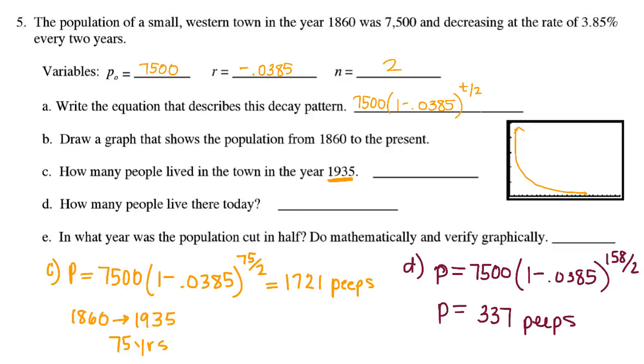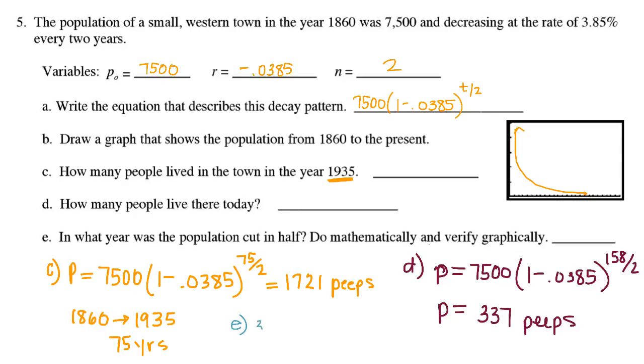In part E, in what year was the population cut in half? So what was our original population? It was 7,500. So in what year was our population cut in half? I'm going to try to squeeze the work for that in between C and D. I'll set up the equation, and then you can go through and solve it since I'm running out of room. So part E, if the population was cut in half, what is half of 7,500?